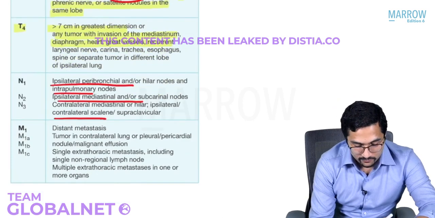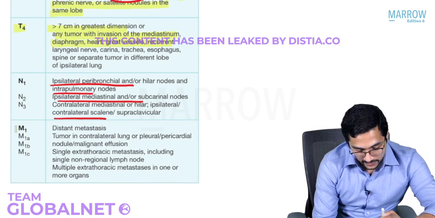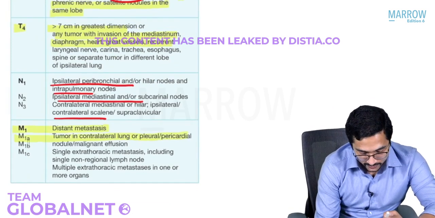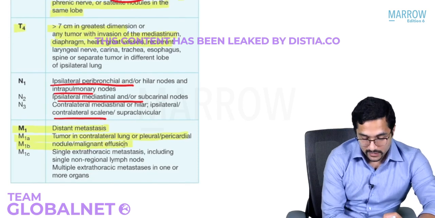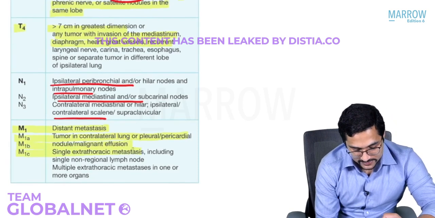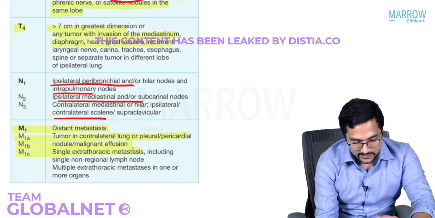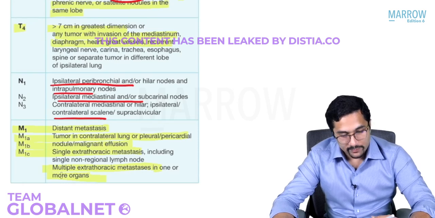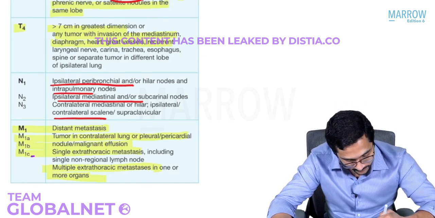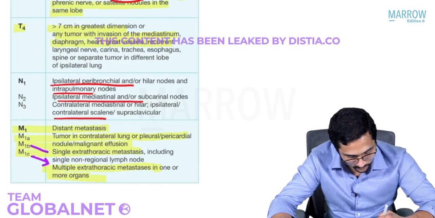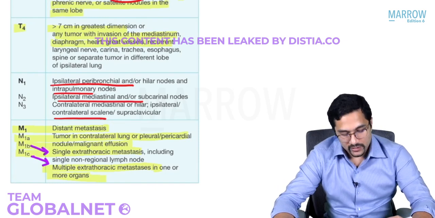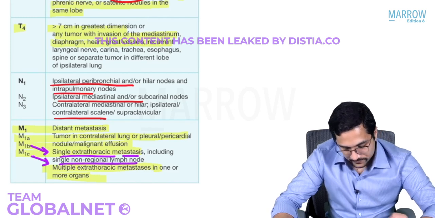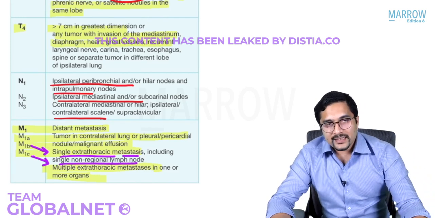M1 is divided into M1A, M1B and M1C. M1A is tumor in contralateral lung or pleura or pericardium. M1B is malignant effusion, and C is extrathoracic metastasis, M1C. Extrathoracic metastasis in multiple organs is M1C. So this one is M1C, multiple extrathoracic, and M1B is the presence of single extrathoracic metastasis including a single non-regional lymph node. So this is the staging.